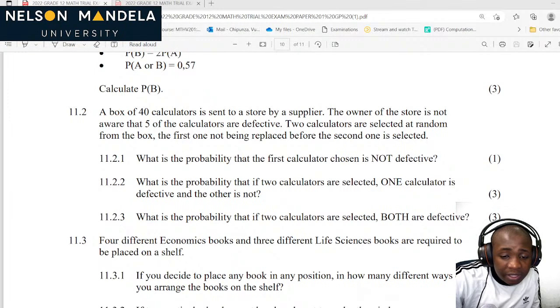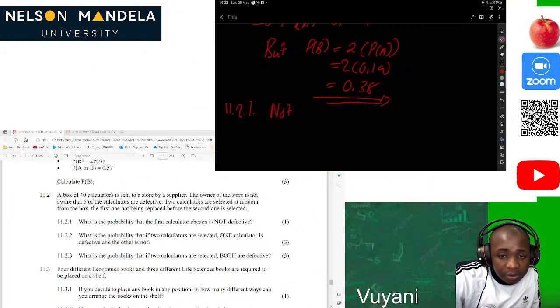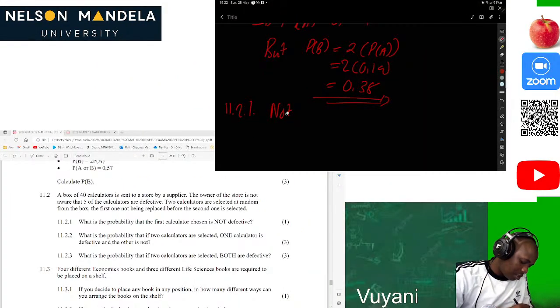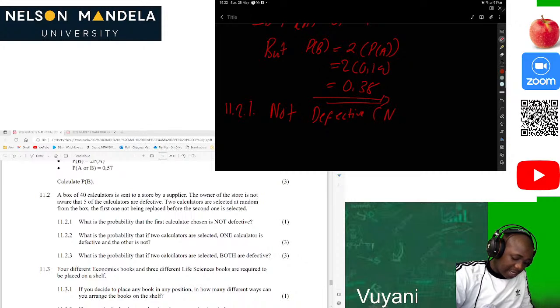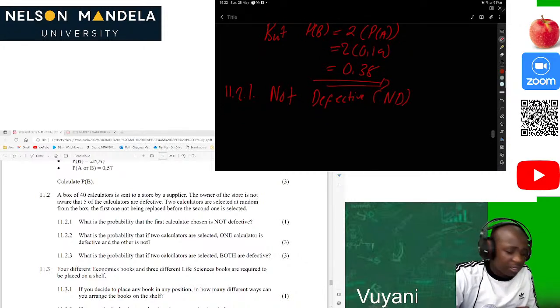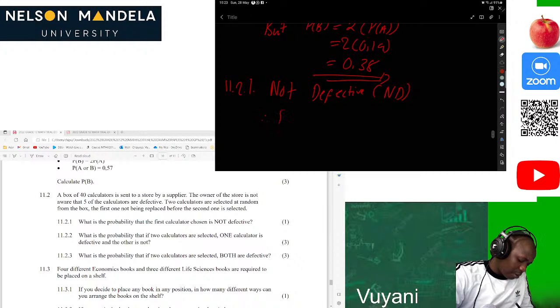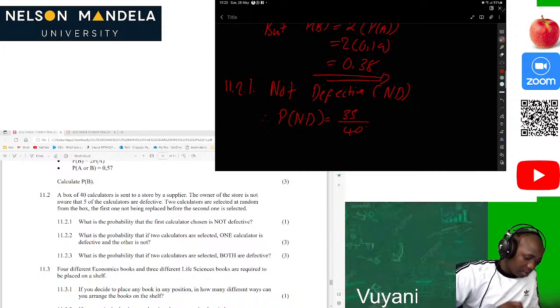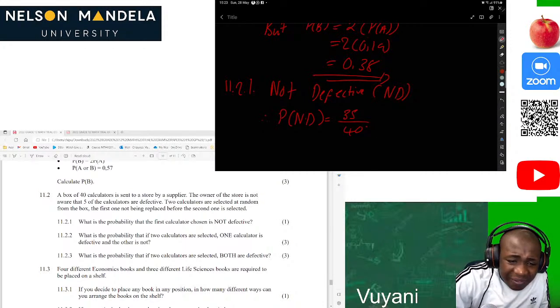So not defective. Let's just represent it by nd, okay, so that we're clear in the future. So we're saying therefore the probability of not defective will be equal to 35/40. Okay. Why, guys? Why is it 35/40?